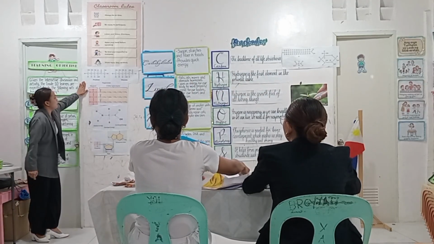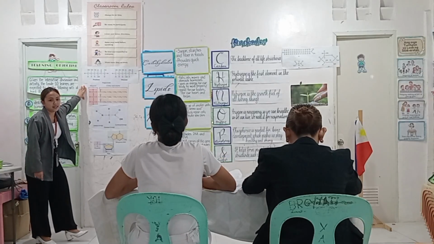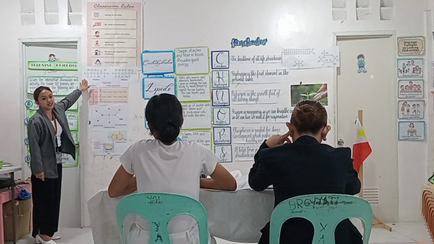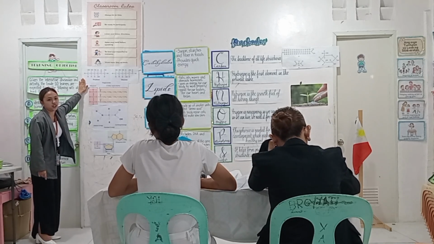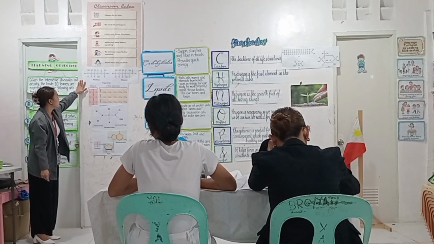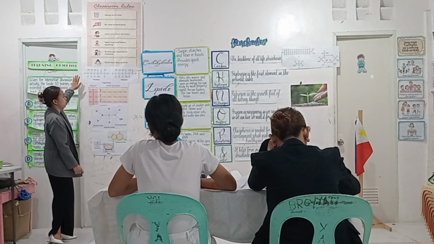Now let's go on first with the carbohydrate. What do you think are the elements present in this molecular structure? Yes, Alexa? Carbon, hydrogen, and oxygen. Great job. Yes, the carbohydrate is composed of carbon, hydrogen, and oxygen.